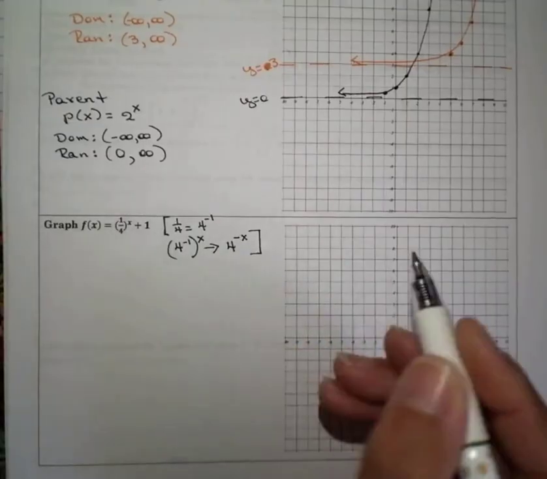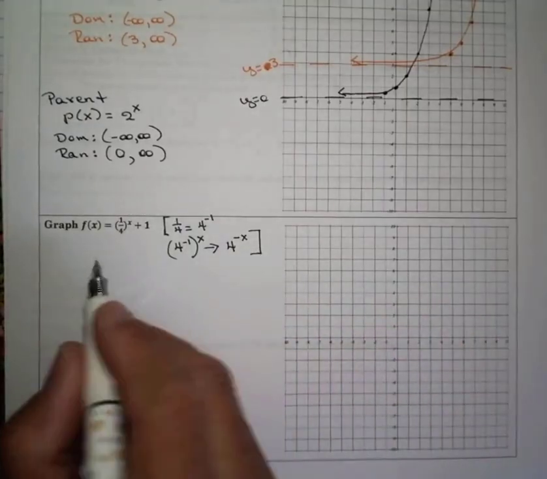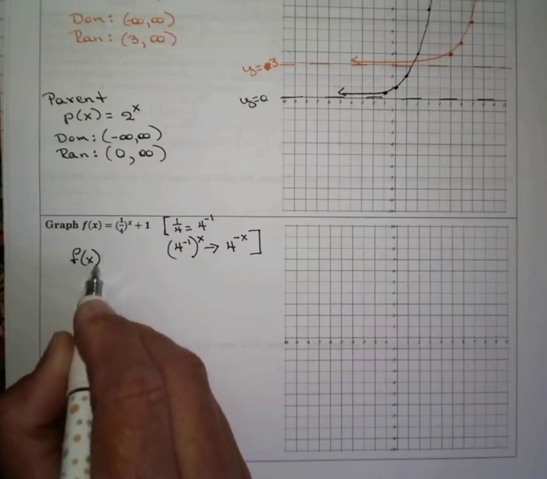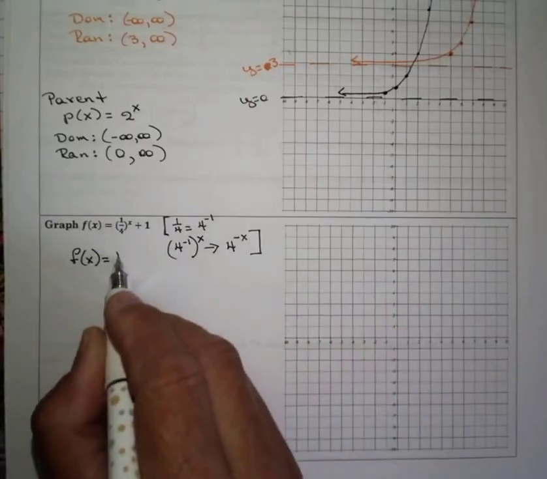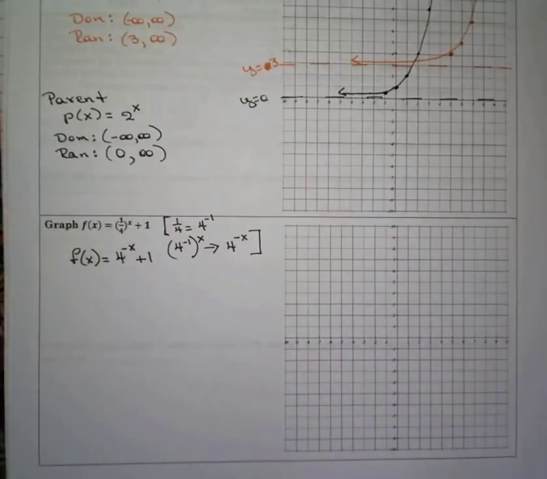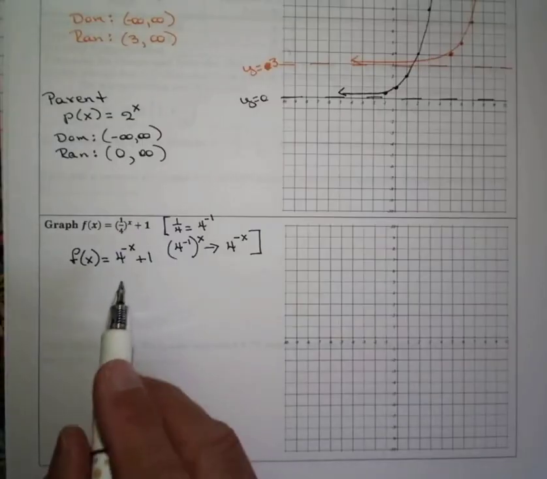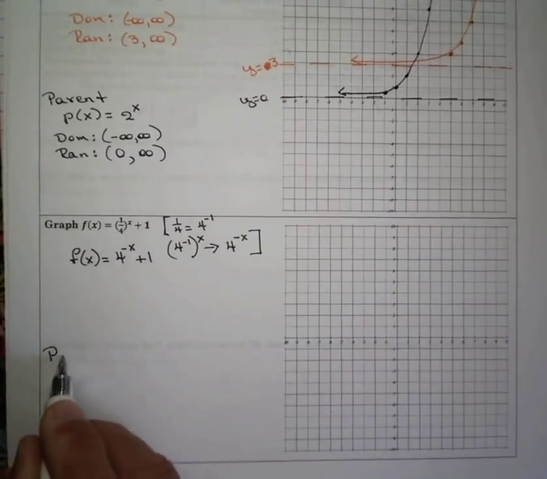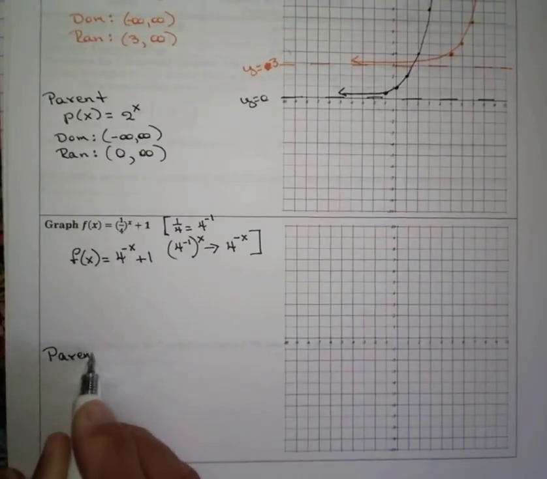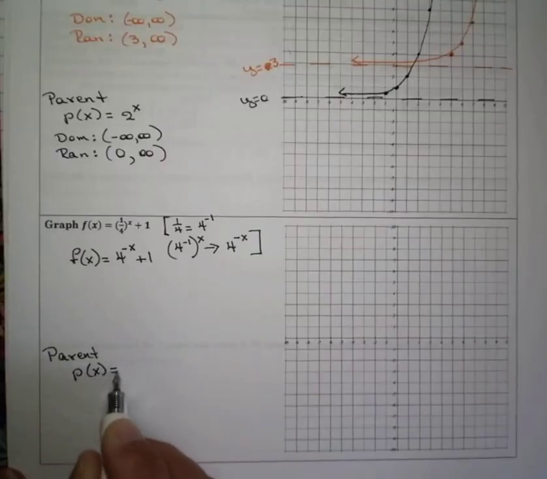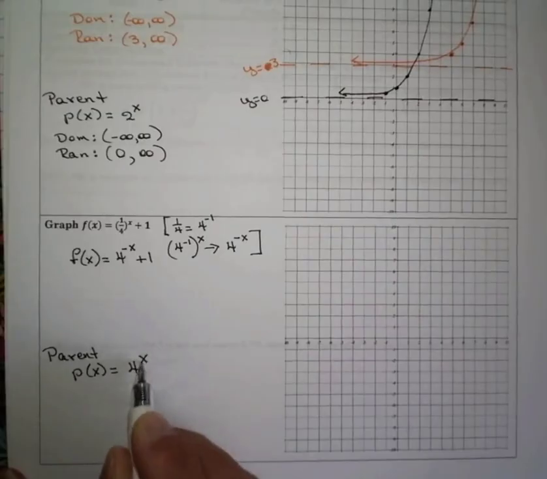Okay, those are my extra notes for this. So I'm going to say this graph they want me to graph is really f of x equals 4 to the -x plus 1. Okay, that helps me because I want to figure out what my parent function is, and my parent function would be 4 to the positive x, wouldn't it? So I'm going to come down here and say, okay, I've got a parent function, and I'll call it p of x is equal to 4 to the positive x.